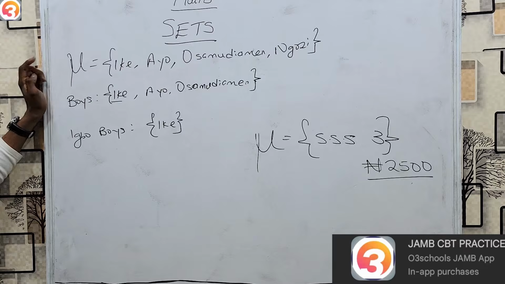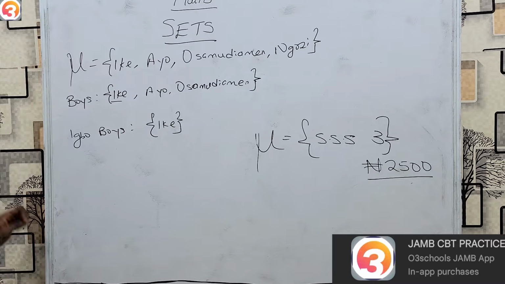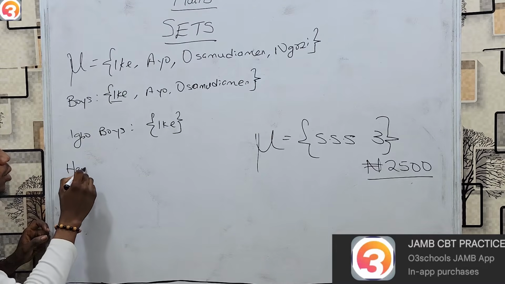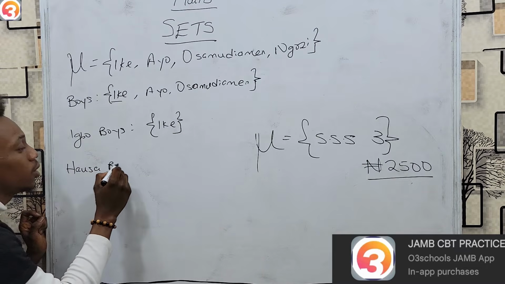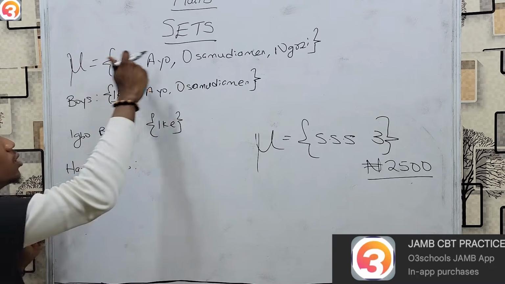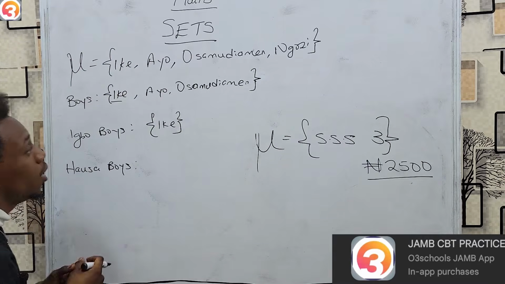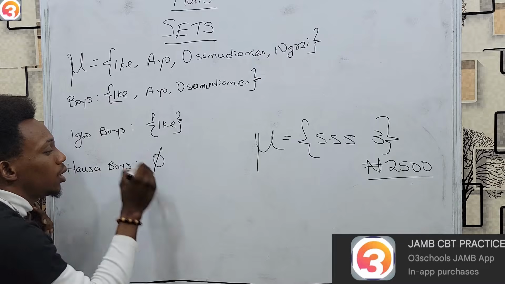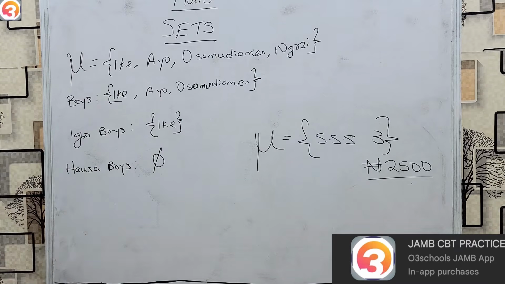And if I was then asked to find a subset of the boy set, which is the Hausa boys. Hausa boys. Well, if I look through the names, there is obviously no Hausa name there. I know that this set will be a null set. It's an empty set. There's no Hausa boy within that class. So that's the idea of sets and subsets.